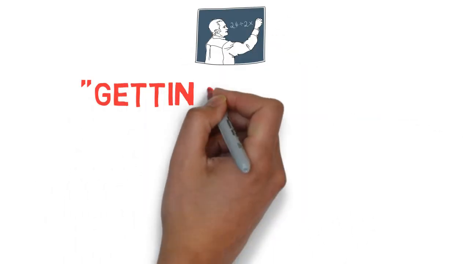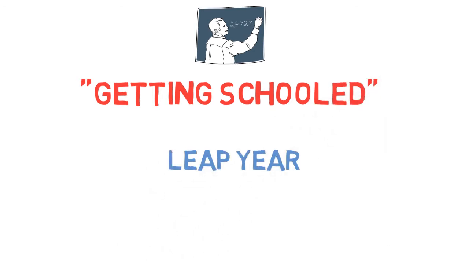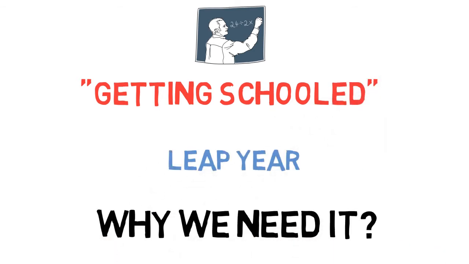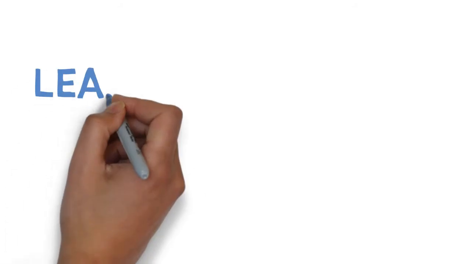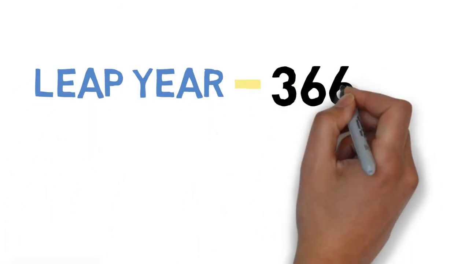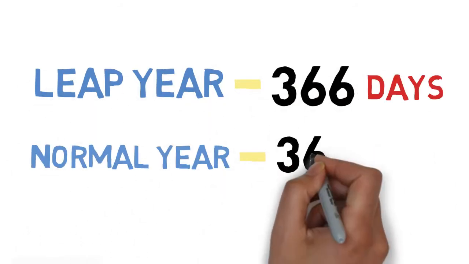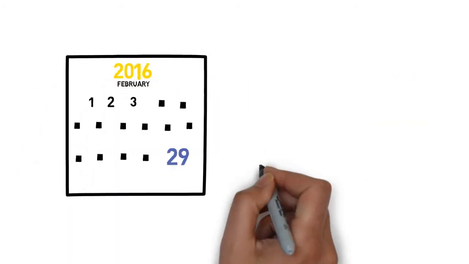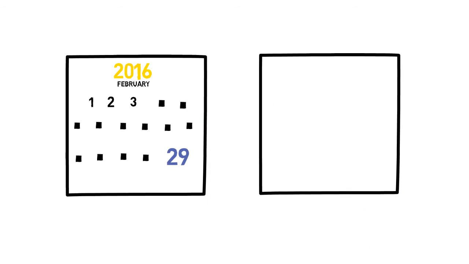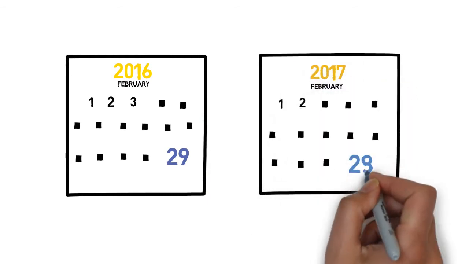In this video, we're going to talk about leap years, more specifically why they exist and why we need them. If I asked you why a leap year has 366 days as opposed to a normal year that has 365 days, you're probably going to answer it's because in a leap year like 2016, February has 29 days, whereas in a normal year like 2017, February has only 28 days.